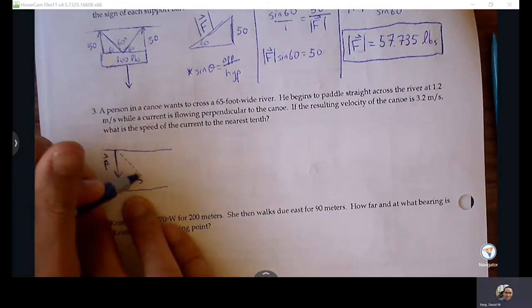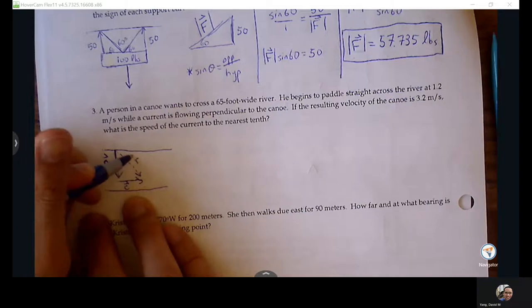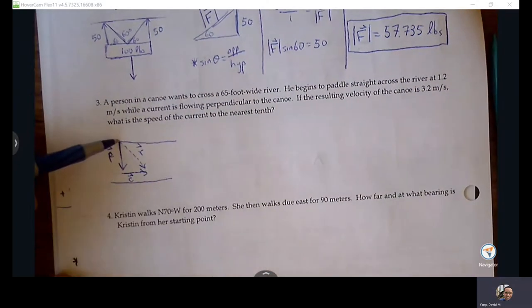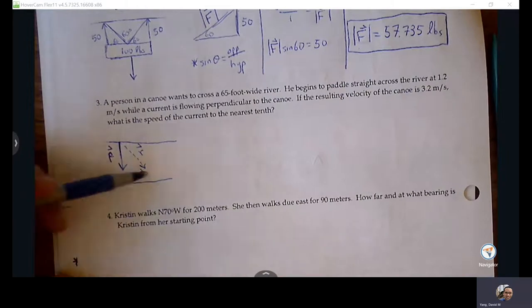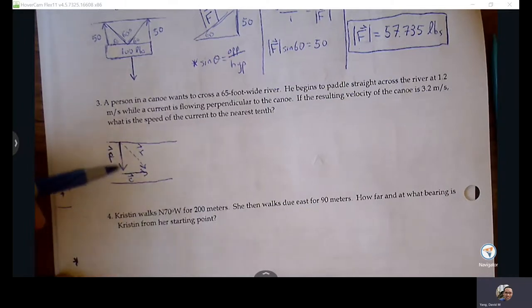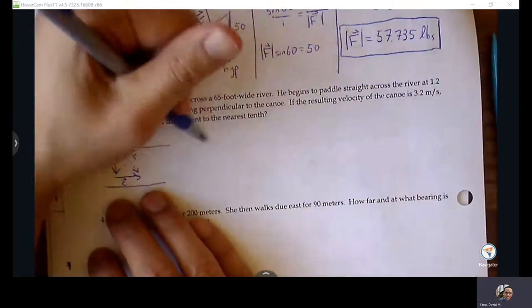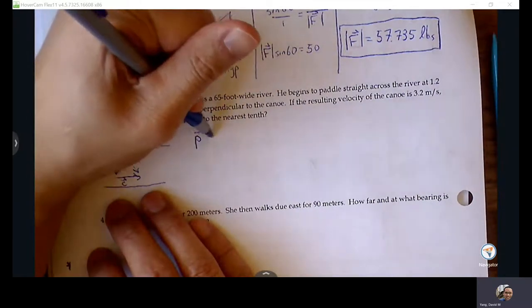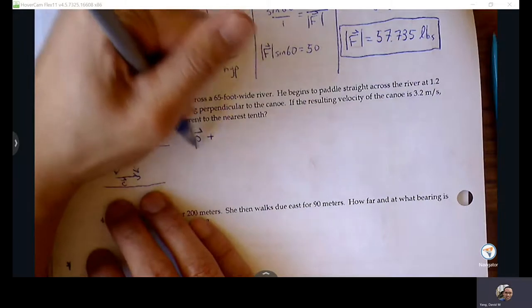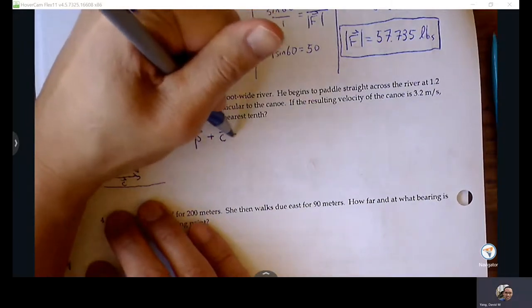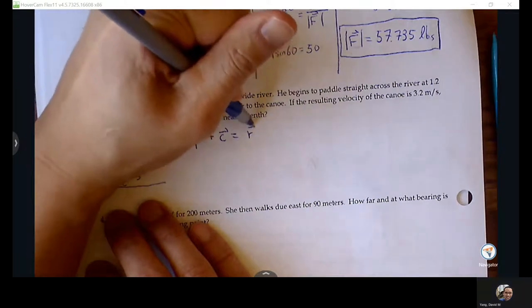But we know the resultant vector. A person is trying to cross this way, but the current is pushing it this way. We know that the canoe is actually going to take this path because of two different forces on it. So we know this is true. The person in the canoe has a vector, the current has another vector, and we end up with a resultant vector.